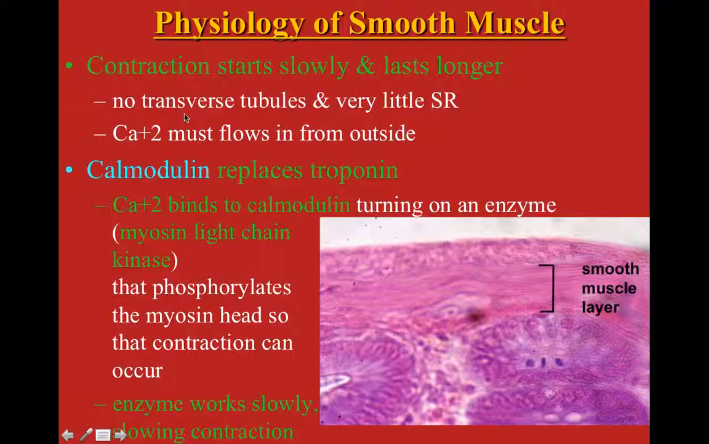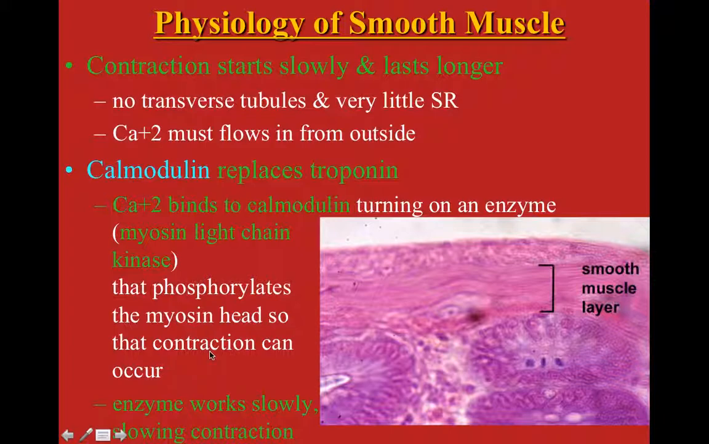In smooth muscle, there are no transverse tubules and there's very little sarcoplasmic reticulum. Calcium flows in from the outside, so it's part of the extracellular fluid. And calmodulin replaces troponin. So the protein troponin does not exist in smooth muscle. The calcium ion binds to the calmodulin, which turns on an enzyme, which is like a myosin-like chain kinase that phosphorylates the myosin head so that contraction can occur.